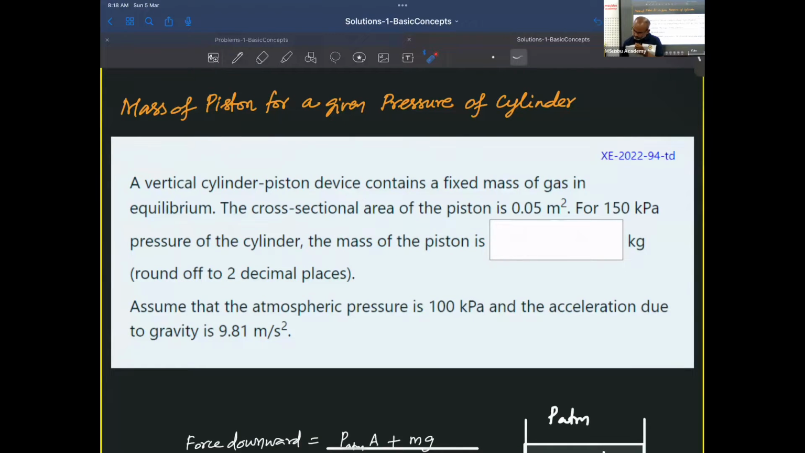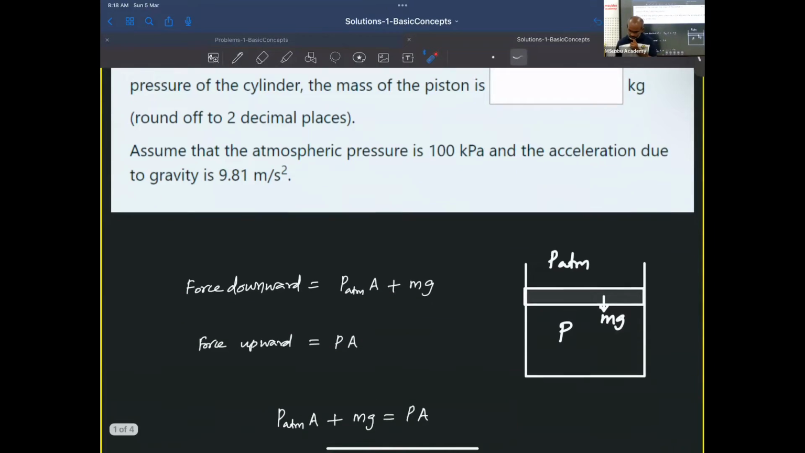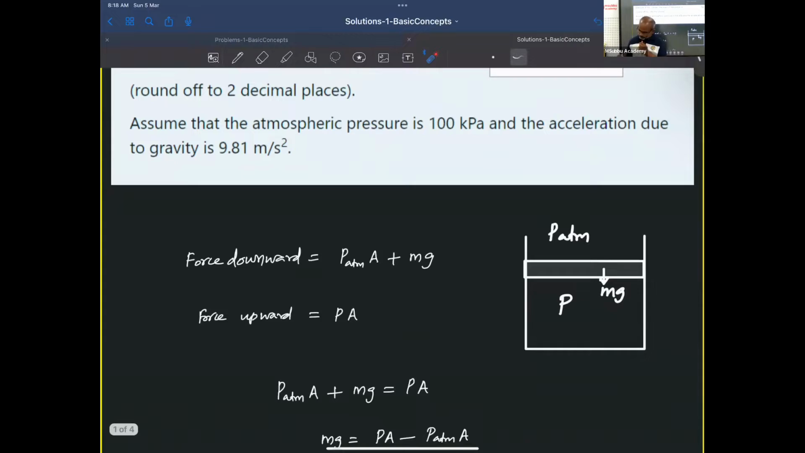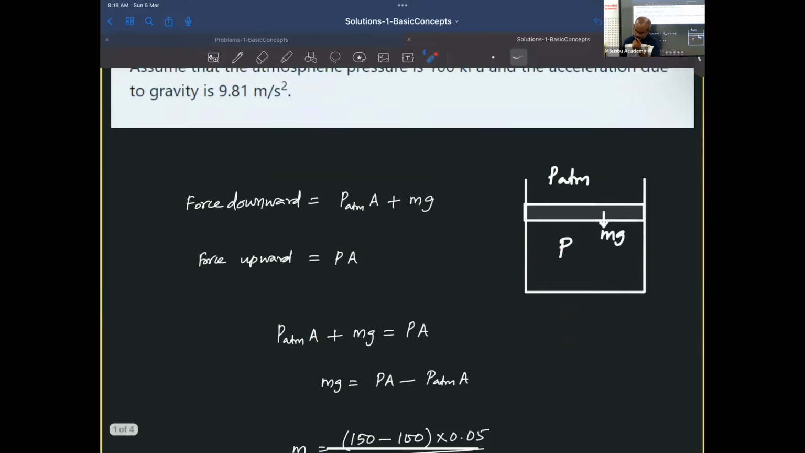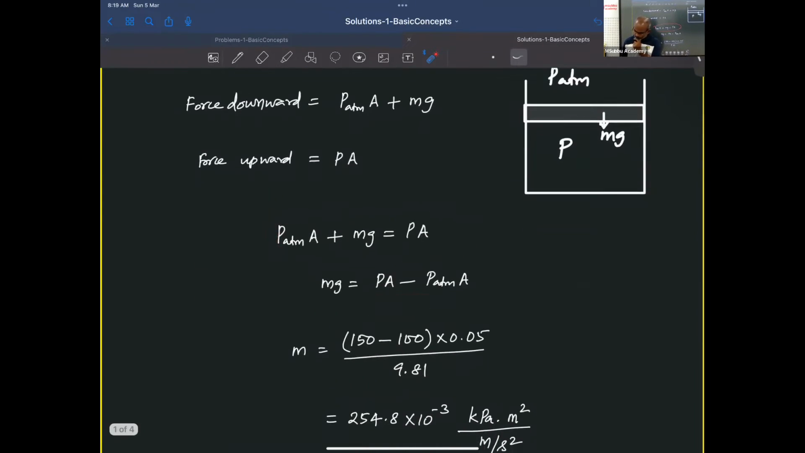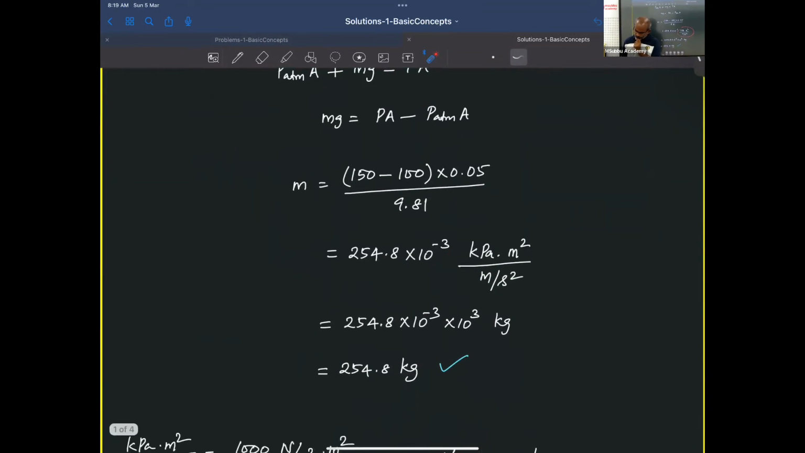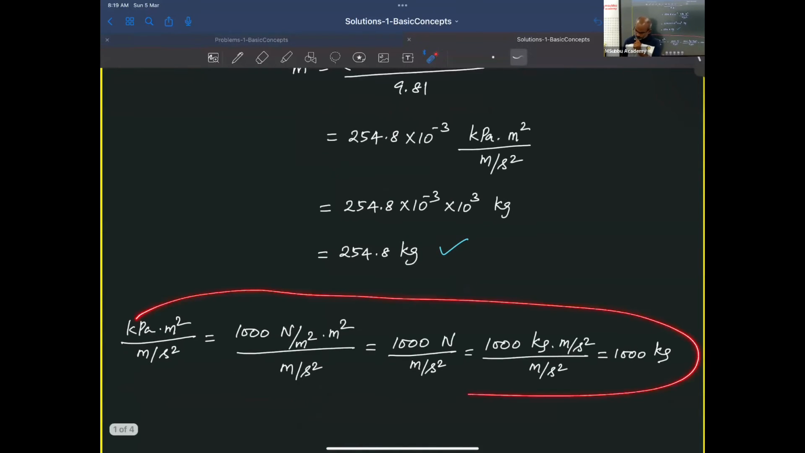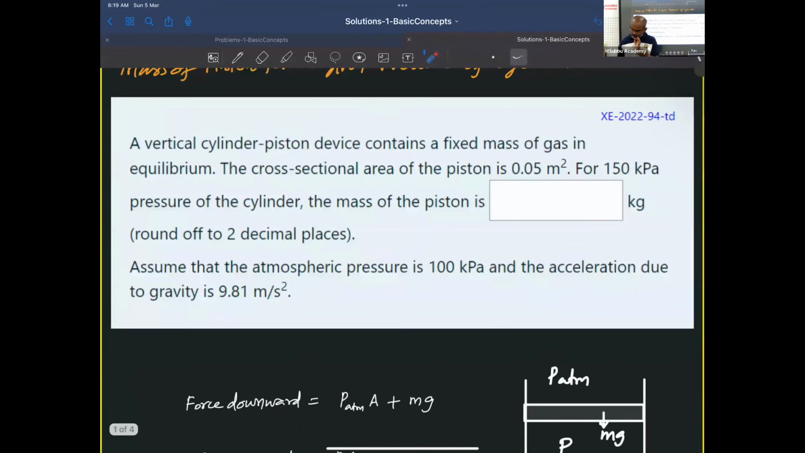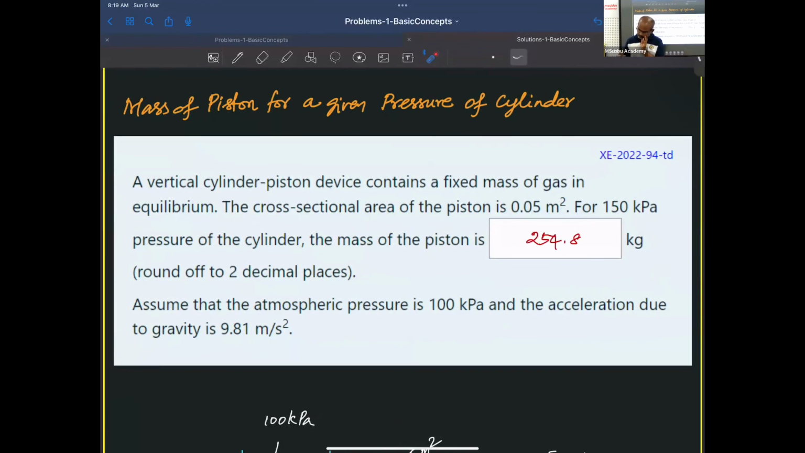Before that, I will also show you the already prepared solution. There is the downward force due to the atmospheric pressure and gravity, and the upward force is due to the inside pressure. So force balance, from which we have this. So this is available, and we are getting 254.8. This is checking for the unit. The answer we have solved right now is also the same.